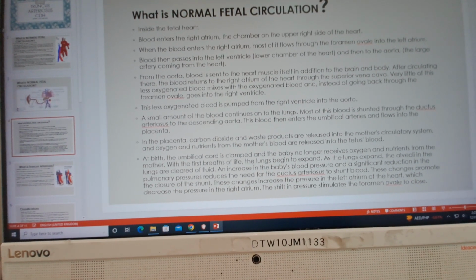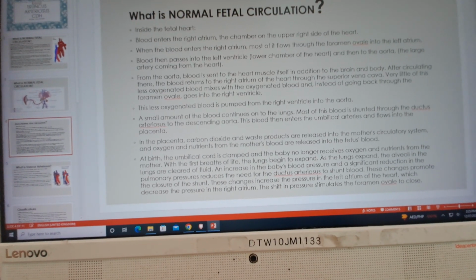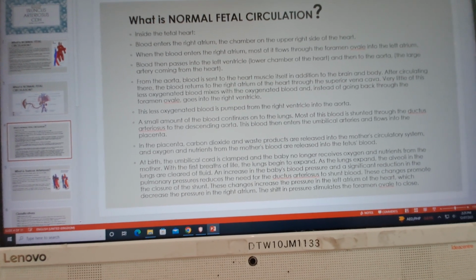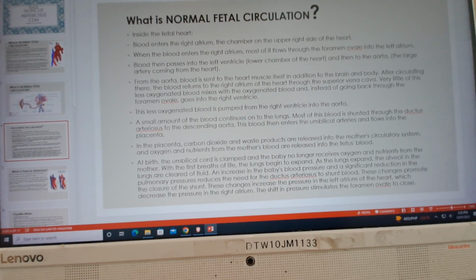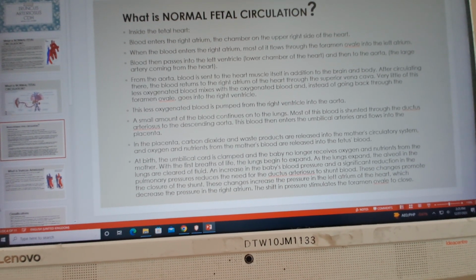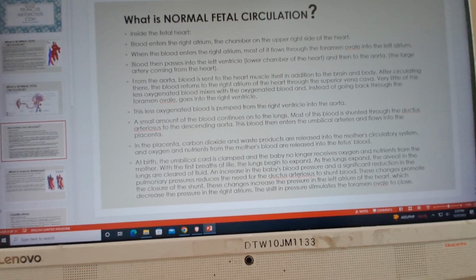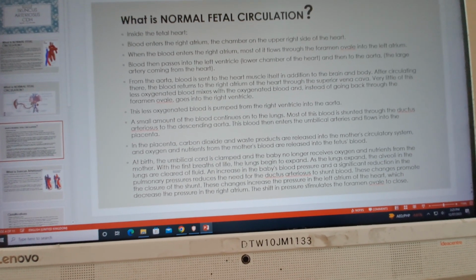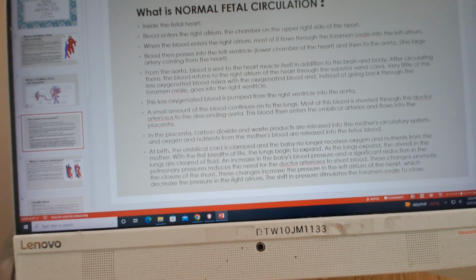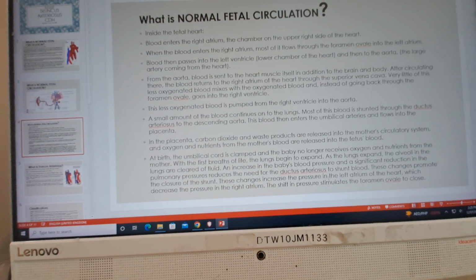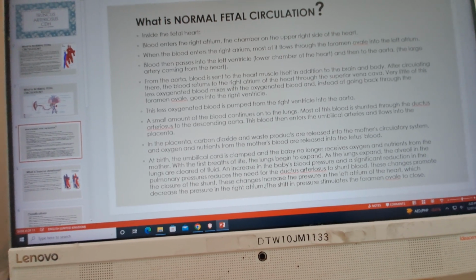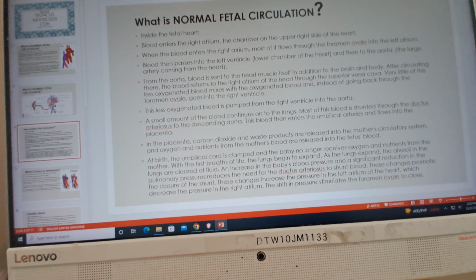With the first breath of life, the lungs begin to function and expand. As the lungs expand, pulmonary pressure is significantly reduced, and due to this reduction the ductus arteriosus closes first. Then the pressure in the left atrium increases relative to the right atrium, so that shunt, the foramen ovale, is also closed.